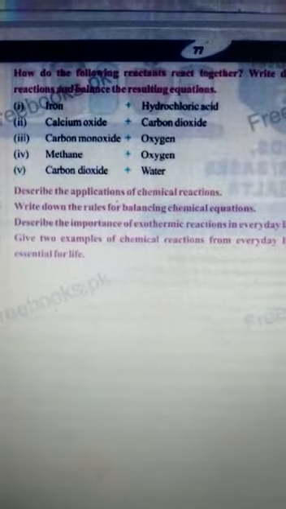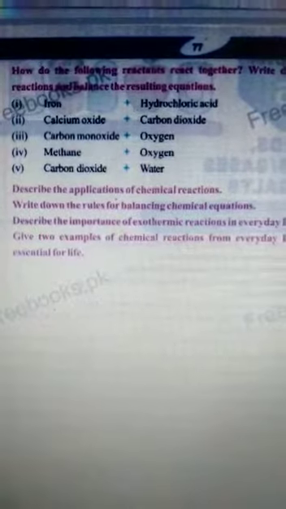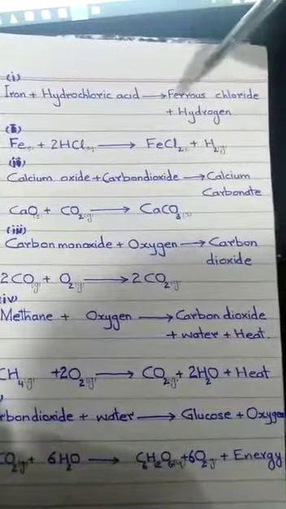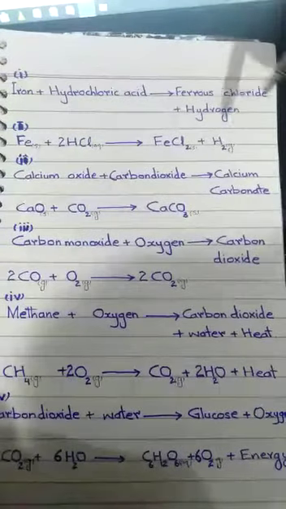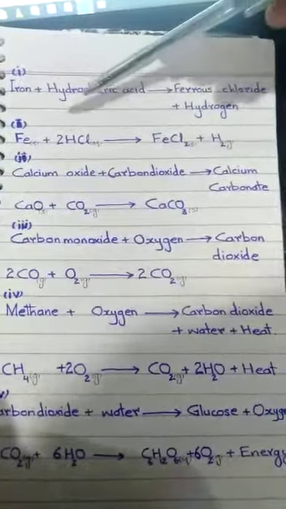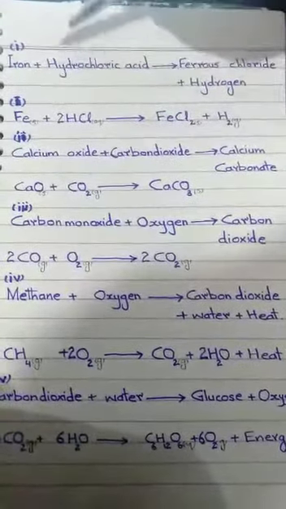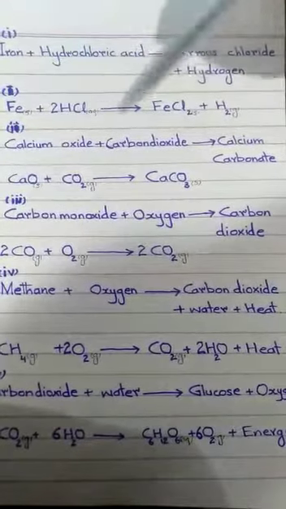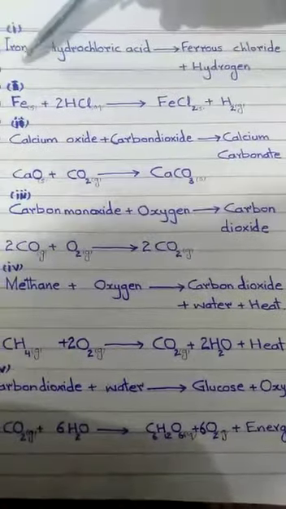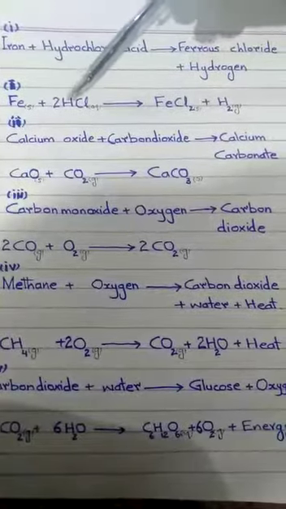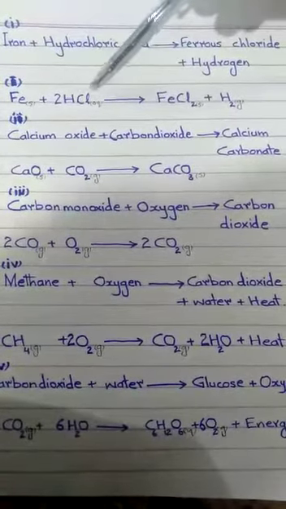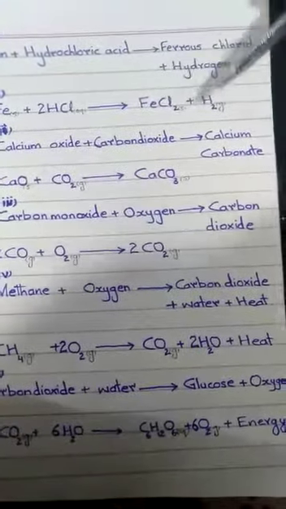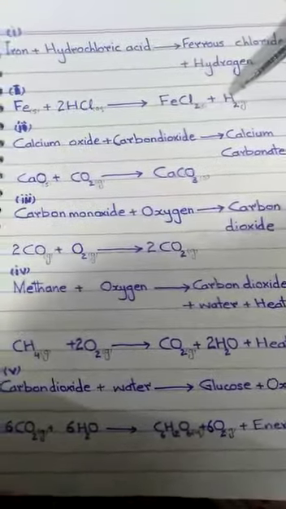Now I have done this equation for you. When iron reacts with hydrochloric acid, ferrous chloride plus hydrogen gas is formed. We can write it in the form of a chemical equation like this. This is a word equation, this is a chemical equation, because it is written in the form of symbols and chemical formulas. The symbol for iron is Fe, for hydrochloric acid HCl, for ferrous chloride FeCl2, and for hydrogen H2.